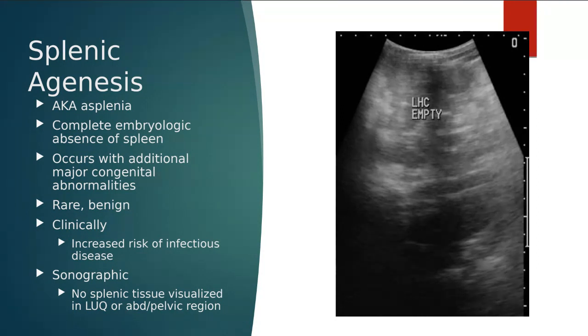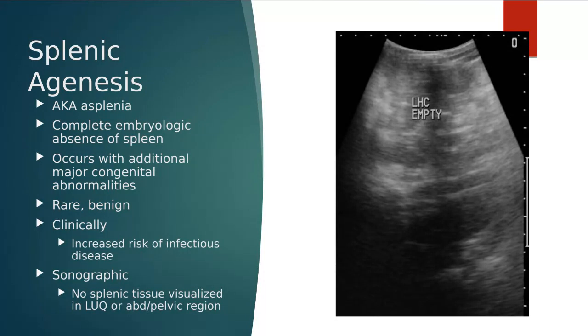This is rare, so we're not seeing splenic agenesis too often, especially if we're not seeing it in conjunction with a congenital abnormality. Clinically, these patients are at an increased risk for infectious disease. As we just said, the spleen is part of our lymphatic system, which is generally our immune system. So if we're missing the largest organ in that lymphatic system, then chances are we're not going to be able to keep ourselves as healthy as we would like.